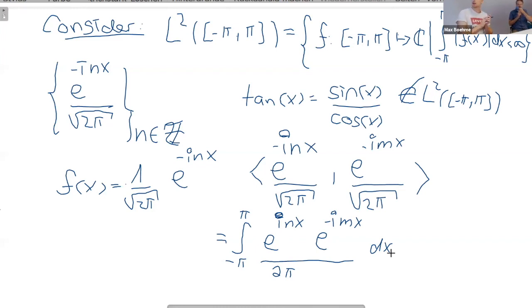Where's the absolute square gone to? This is the inner product. We don't do the absolutes.